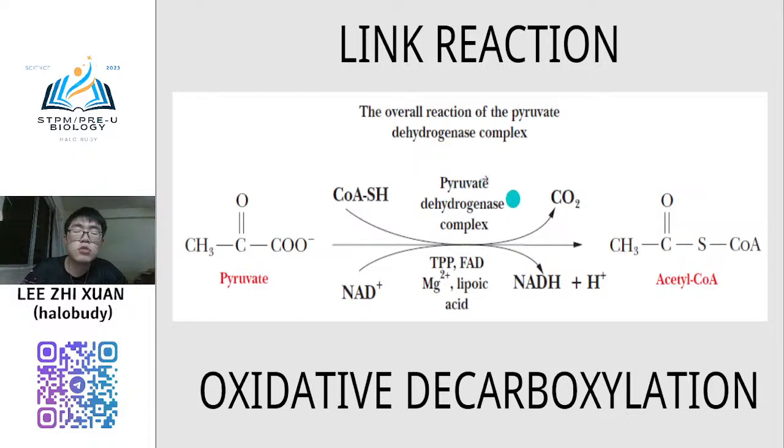At the least you need to know the pyruvate dehydrogenase complex, what the substituted groups are, coenzyme A, carbon dioxide released, and also one NADH produced. So in the link reaction, one NADH energy carrier is produced.